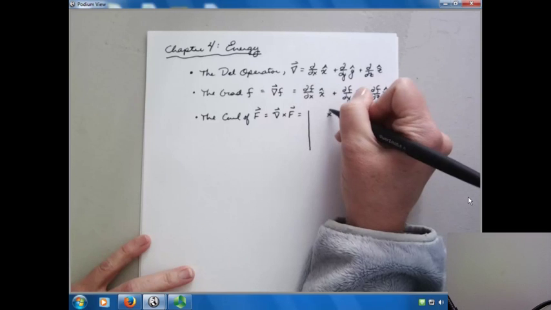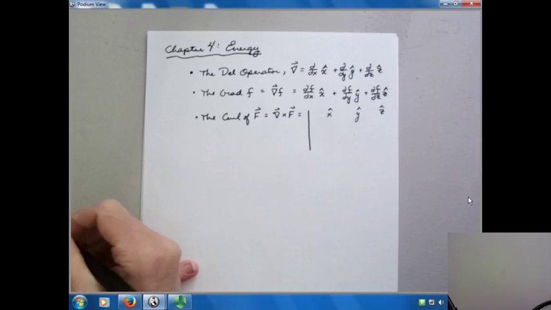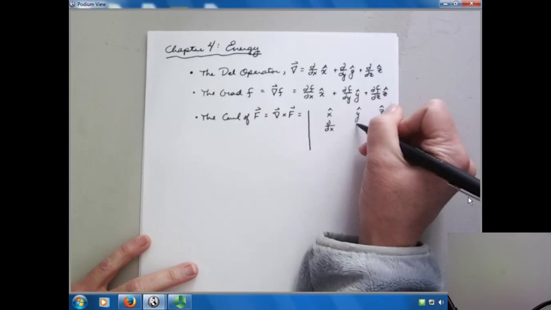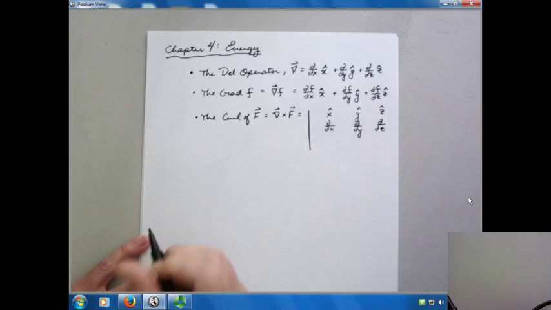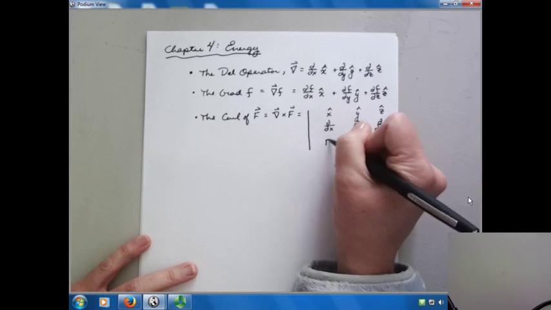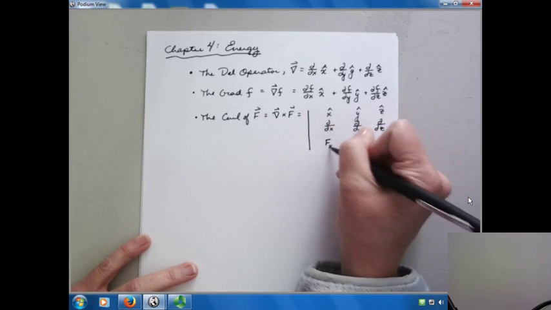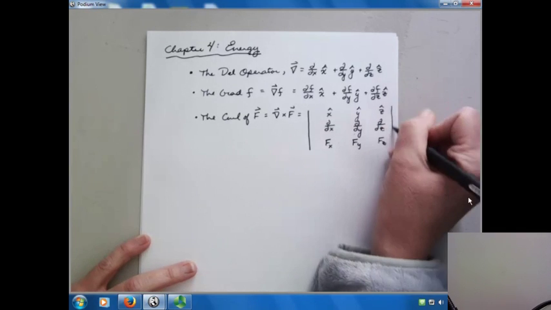I've got x hat, y hat, z hat for my first row, and then the components of the del operator, partial with respect to x, partial with respect to y, partial with respect to z for the next row, and then the components of the vector function, so fx, fy, and fz for the third row.